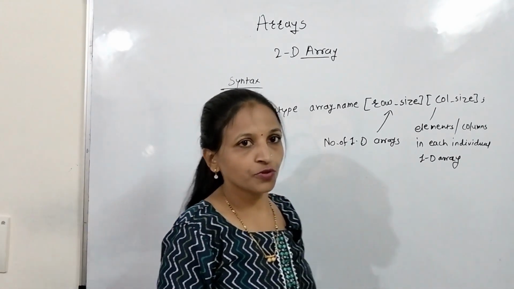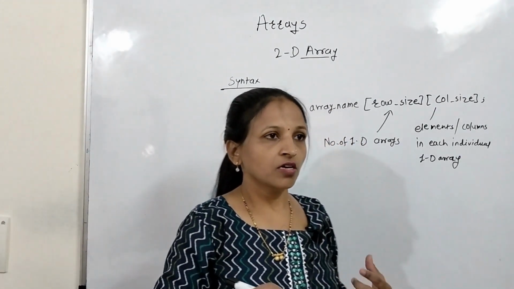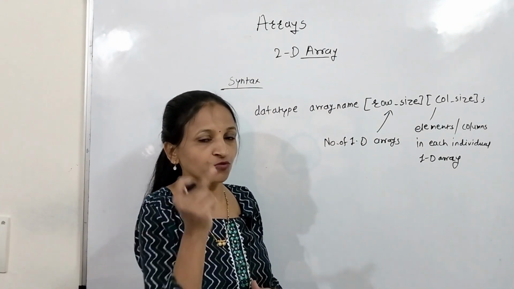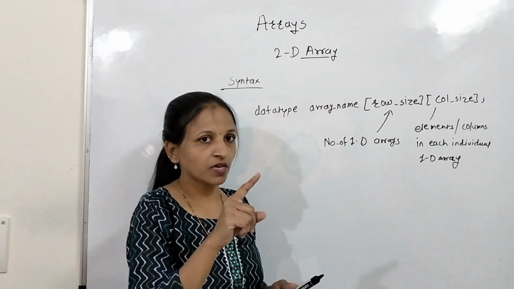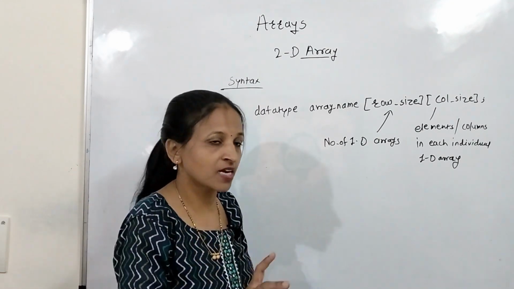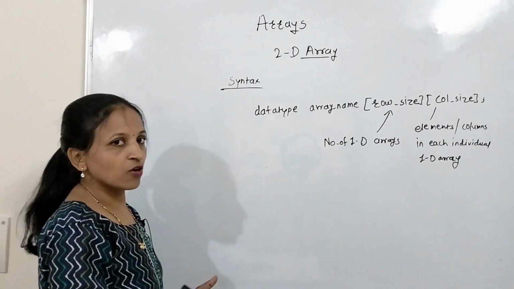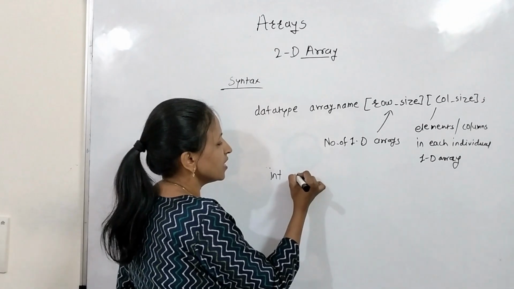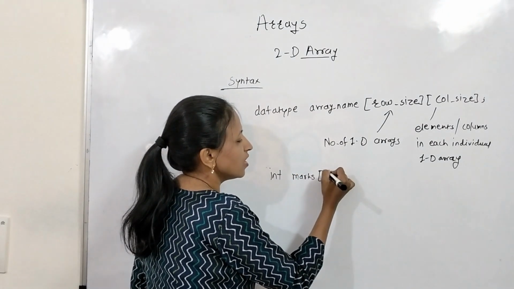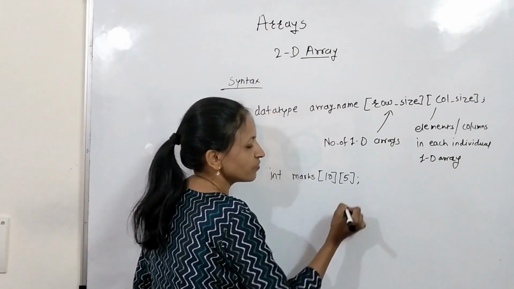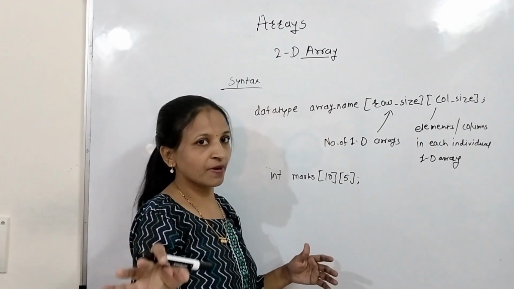Suppose I want to store the marks of 10 different students in 5 subjects. One student will have 5 subject marks, the second student will again have 5 subject marks, and so on. Then how to declare the array? All marks are of type integer, that's why first we write integer. The marks of how many students? 10 students, and each student has 5 subject marks.